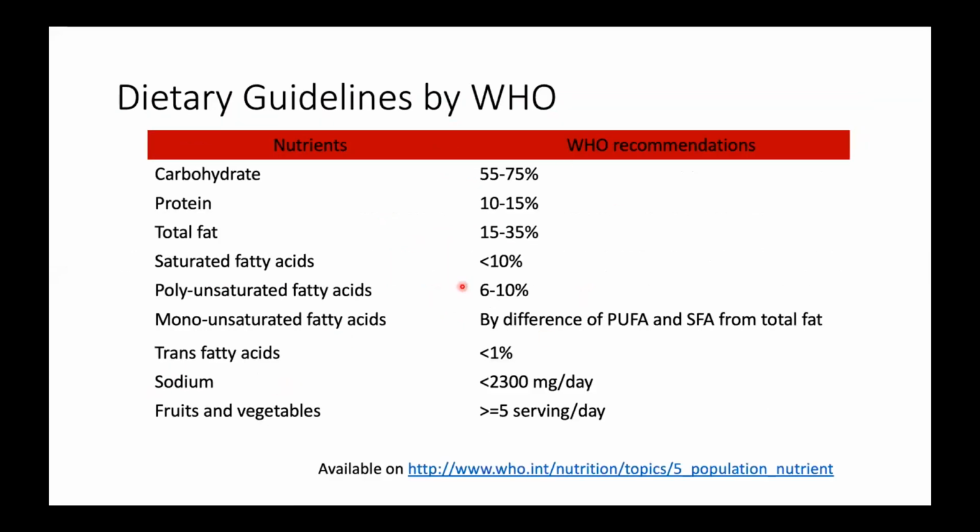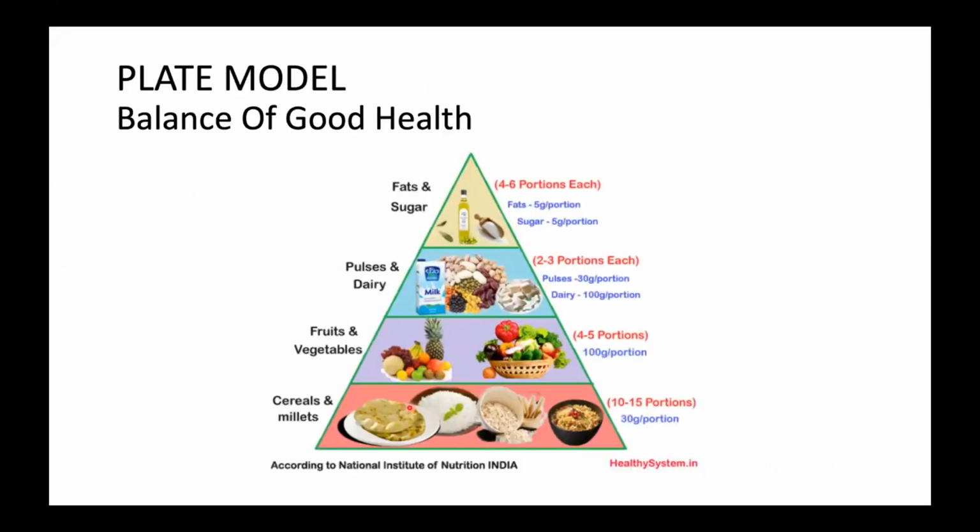So regarding the WHO guidelines, we must know that carbohydrate is around 55 to 75%, protein 10 to 15%, total fat intake 10 to 35%, and saturated fat less than 10%. Trans fatty acid should be less than 1% of the total calorie intake. We already discussed that the sodium content should be less than 5 grams.